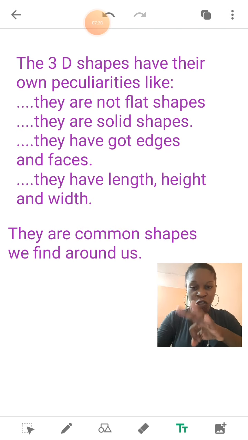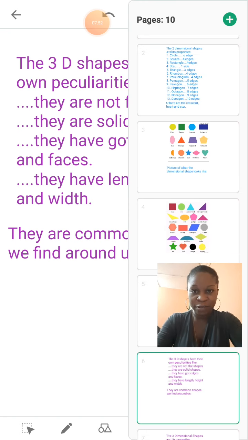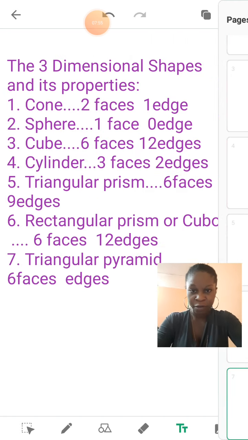The 3-dimensional shapes have length, height, and width. They have depth. But the 2-dimensional shapes have only length and height. Now, the 3-dimensional shapes have faces and edges. There are also shapes we find around us, even when we go to the mall, most especially things that we buy. Now we're going to look at examples, but first of all, let's look at some of these shapes.